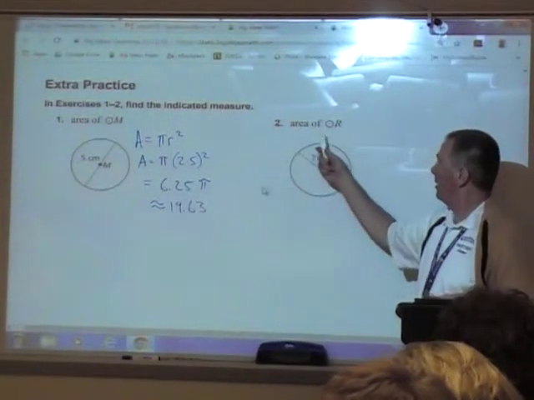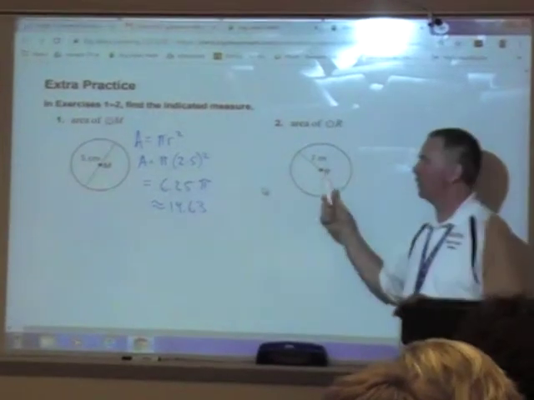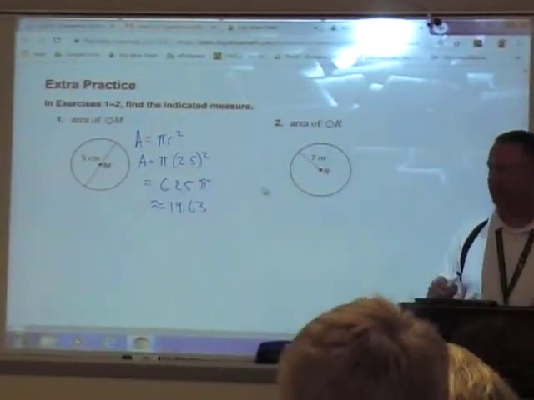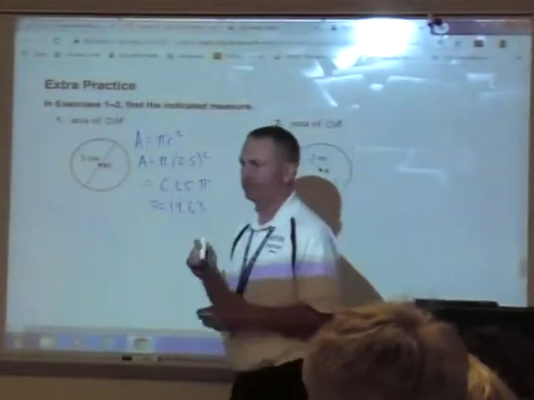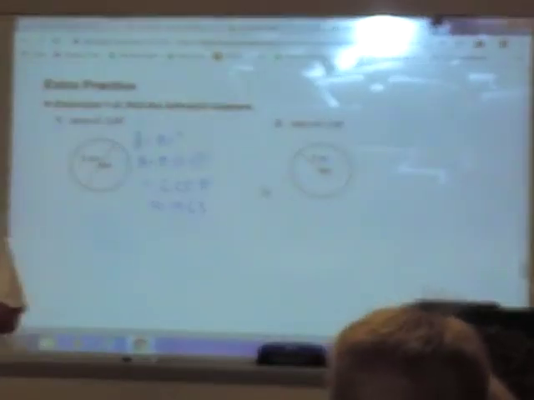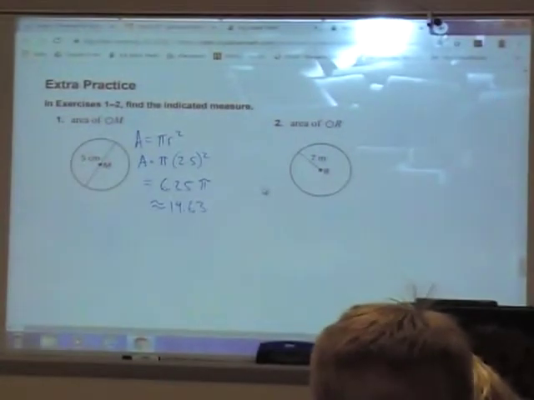Okay? Alright, now everybody do this one. This is pretty straightforward. We want the exact answer and the rounded answer. Area equals pi r squared.